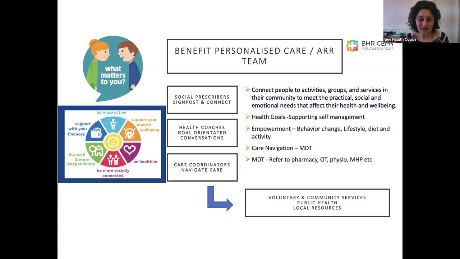And care coordinators will really look at helping patients navigate their care plan and designing care plans. So it's about helping them live well with the conditions that they're presenting with. How can we improve their quality of life? And really ask them what matters to them right now. What is the most important thing that matters to them that can create a more independent and joyful life? Next slide, please.